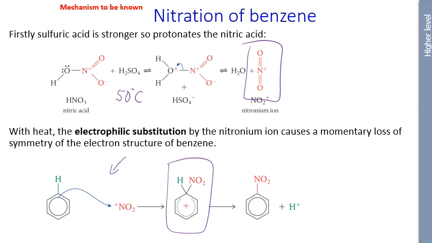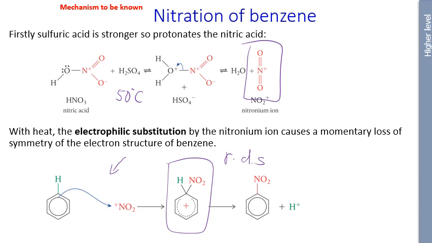This is actually the rate determining step. This one here, the rate determining step. The addition of the nitronium ion to the carbon-carbon double bond eliminates the aromaticity of the arene. And what do we mean by that? Basically, the stability of the resonance form.